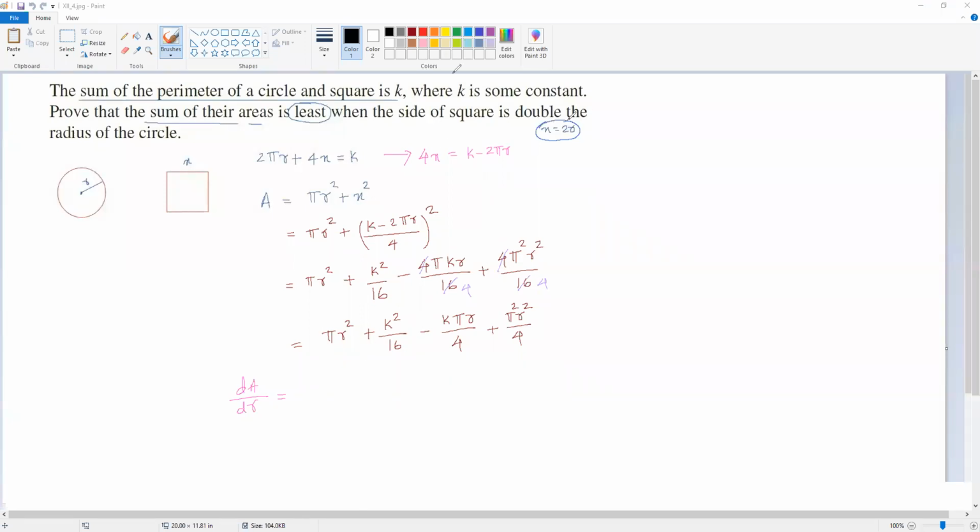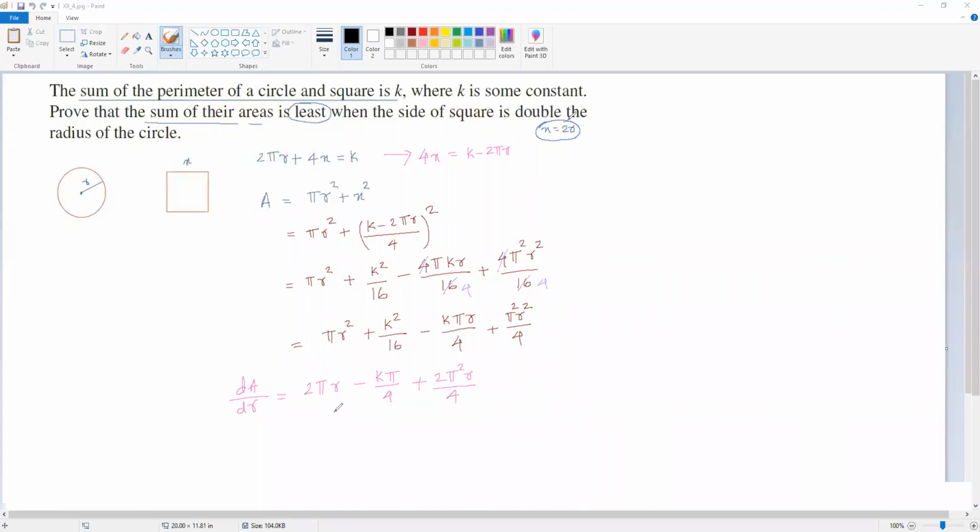Okay, so we have to differentiate with respect to r. So pi r square, derivative of r square is 2r, so it is 2 pi r. Then k is constant, 16 is constant, so derivative is 0. Minus k pi divided by 4 is constant, derivative of r with respect to r is 1. Then plus pi square is constant, 4 is constant, derivative of r square is 2r, so 2 pi square r.